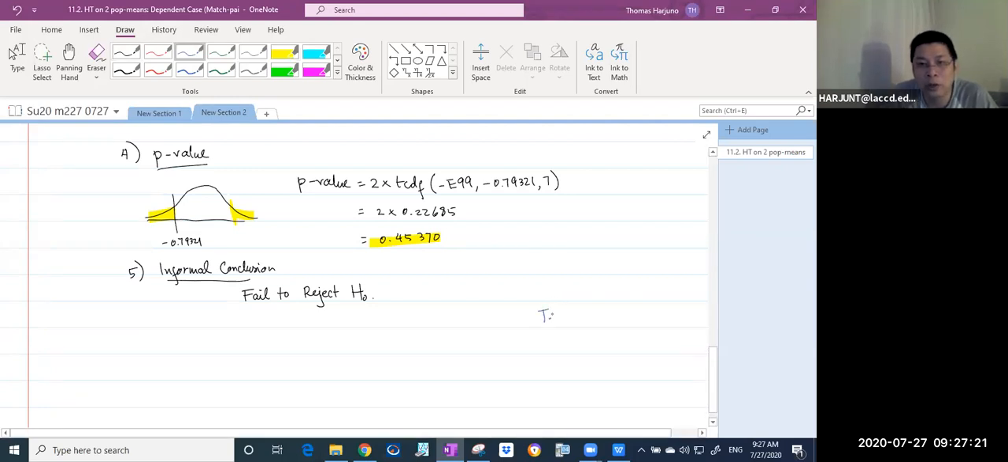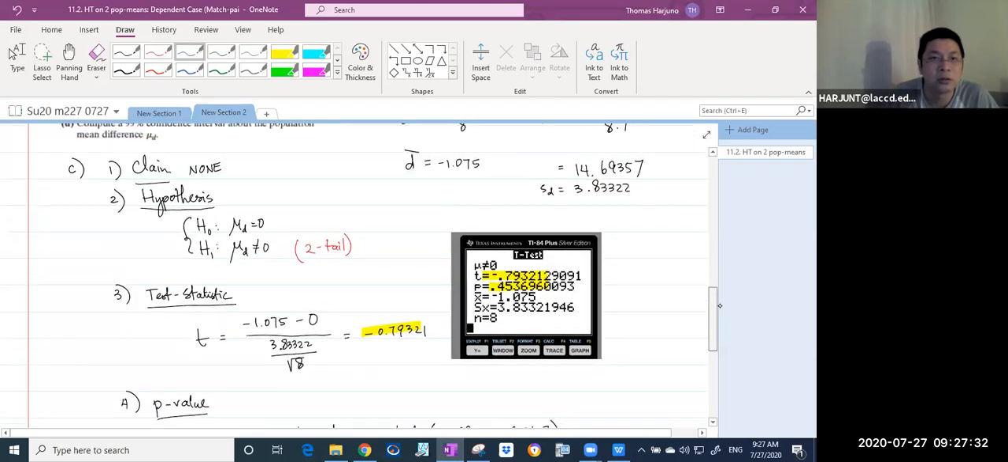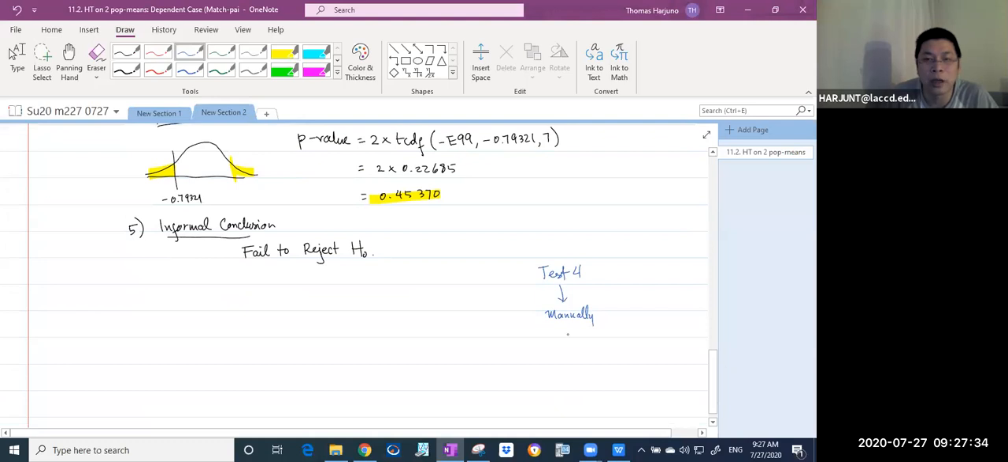What will happen with your test 4? I basically need you to do it manually. The way I show you here, the way I write here, okay? But you can use calculator to confirm, right? Yeah, you can use calculator to confirm.